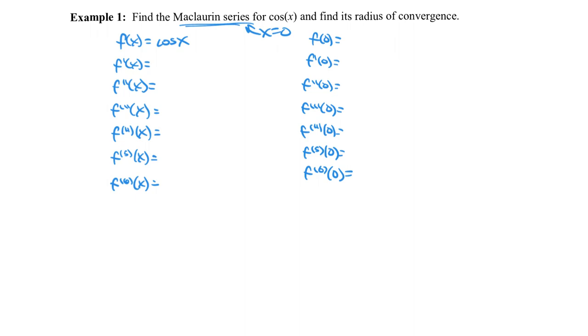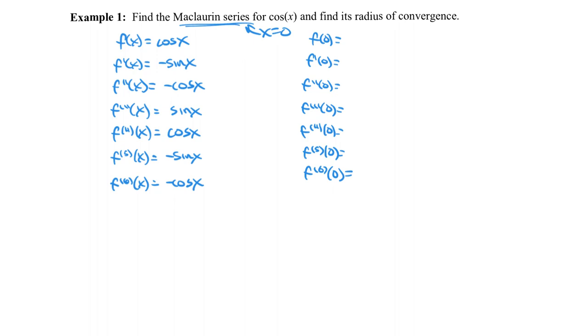The derivative of cosine is negative sine. The derivative of sine is cosine, so the derivative of negative sine would be negative cosine. And then, of course, the derivative of negative cosine would be sine. And then we start over here. We've got cosine, negative sine, and negative cosine.